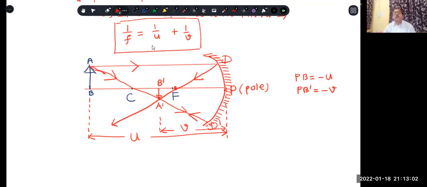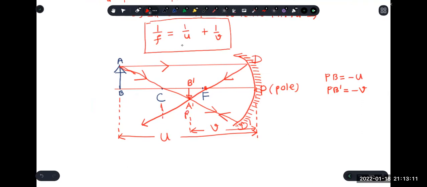Now the center of curvature is also located here. From the point P, the center of curvature is written as capital R, and we will locate it as P to C. P to C is written as minus R according to the sign convention.